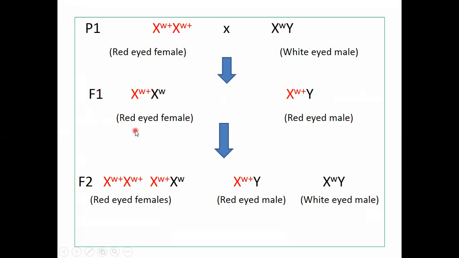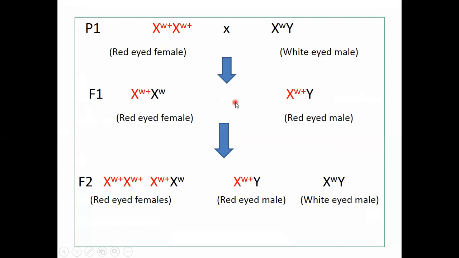In the F1 generation, a red-eyed female is there, and you can see here in the red color, I represented an X with W plus and a second X with W. So the X with the white allele was received from the father, while the X with the red allele is received from the mother. Then a male is there, that is a red-eyed male, and this male carries the X chromosome with the red allele, and that X chromosome is received from the mother, while the Y chromosome is passed by the father.